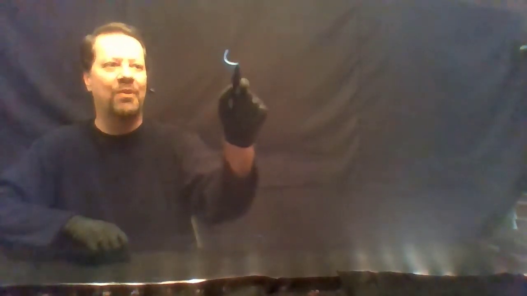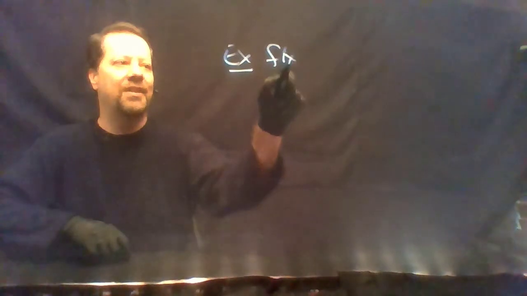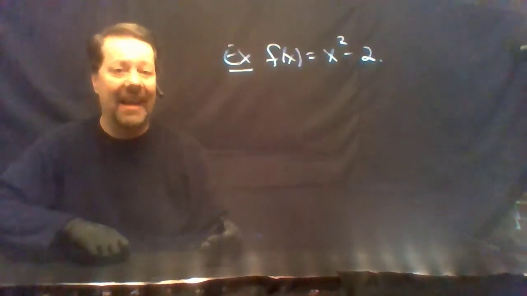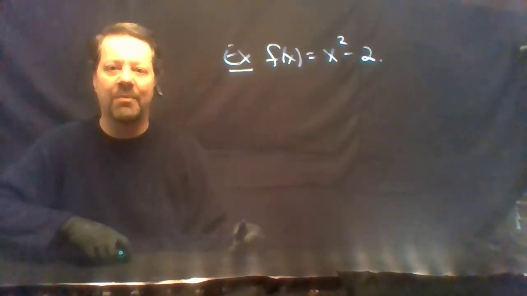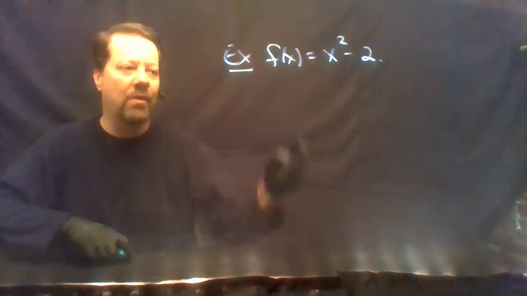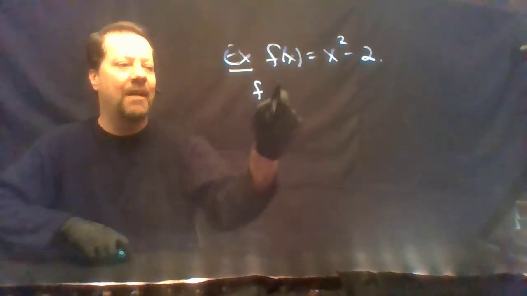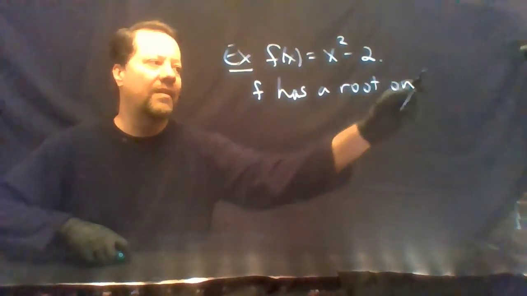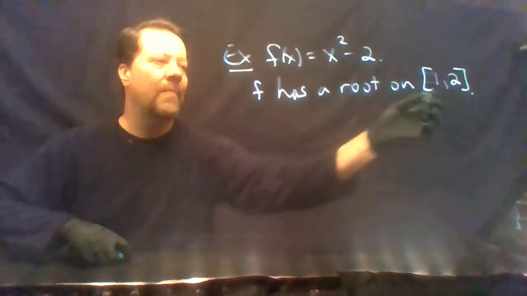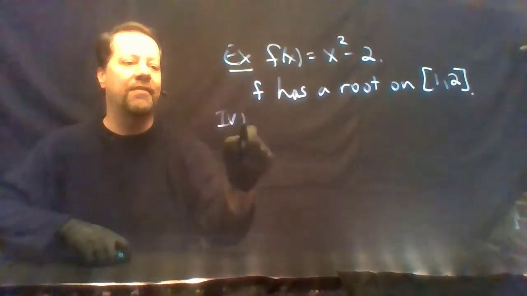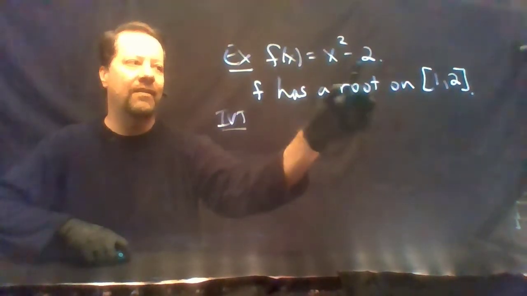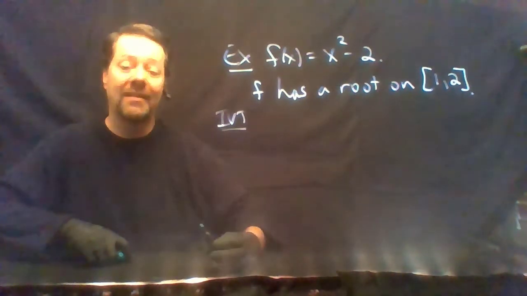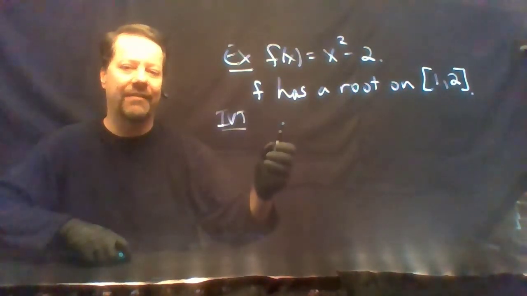Let's do an example real quick. Let's suppose we have the function f of x equals x squared minus 2. We know this thing has a root at the square root of 2, which has a decimal representation of about 1.414. I'm going to state that f has a root on the interval 1 to 2. We know this by the intermediate value theorem. If you plug 1 in, you'll get negative 1. If you plug 2 in, 2 squared is 4 minus 2 is 2. You get 2. So it's negative at 1 and positive at 2.